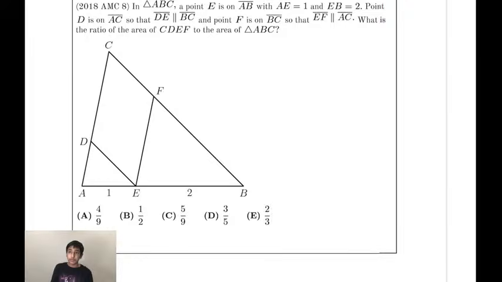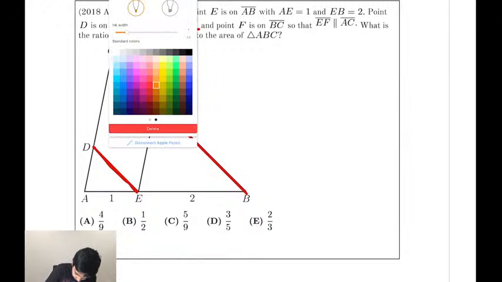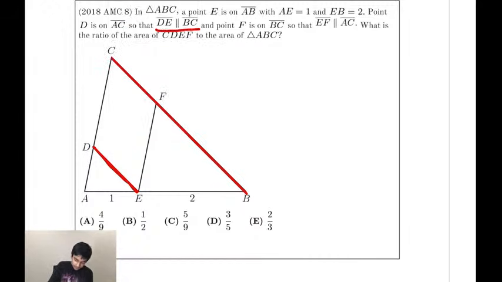Now let's take an example problem. In triangle ABC, E is on AB, where AE is 1 and EB is 2. Point D is on AC such that DE is parallel to BC. I'm going to mark on my diagram that these are parallel. And then we also have EF parallel to AC. The orange side lengths are parallel, and the red side lengths are parallel. Okay, so what does that mean?